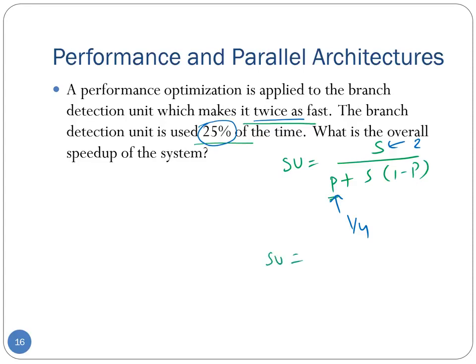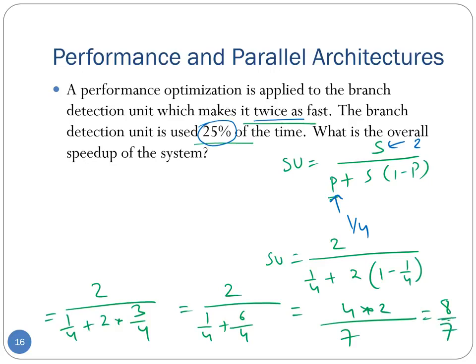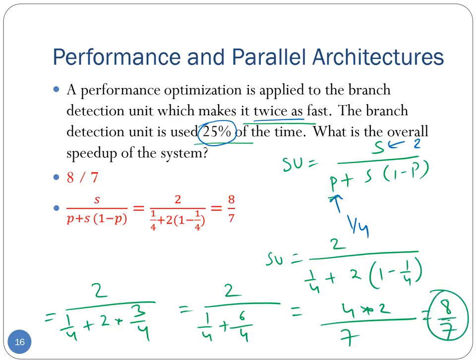So the overall speed up basically becomes 2 divided by 1 by 4 plus 2 into 1 minus 1 by 4, right? So let's just do this here. So this becomes 2 divided by 1 by 4 plus 2 multiplied by 3 by 4. This is 2 divided by 1 by 4 plus 6 by 4, which is basically, if you take this up, it becomes 4 into 2 divided by 7. This is 8 by 7, right? This is the overall speed up that you can get. So the answer is also summarized over here.